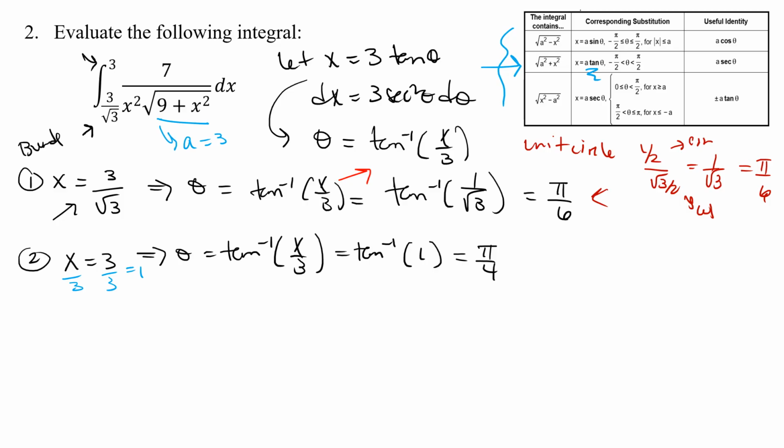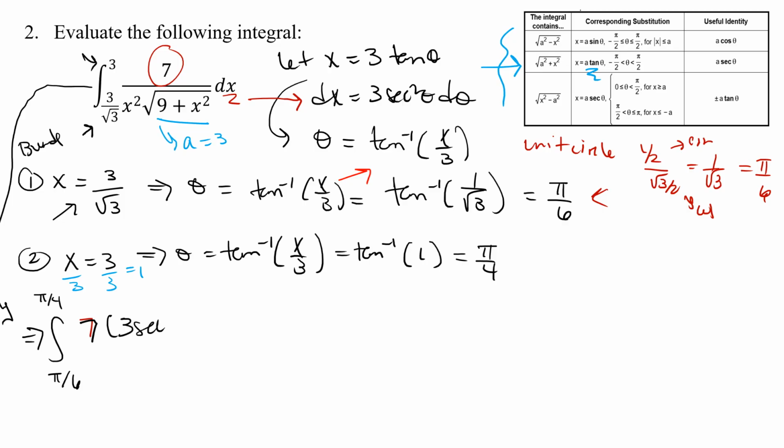All right, so now we are ready to rewrite our integral, okay? So we're going to rewrite our integral here, okay? So now we have the lower bound is pi over 6, and the upper bound is pi over 4. All right, now let's think about what we have, okay? We have the 7 that was here, so we're going to write the 7. All right, well then, what did we say our dx was, right? We said dx was this, okay? So we're going to rewrite that. So 3 secant squared theta, okay, then d theta.